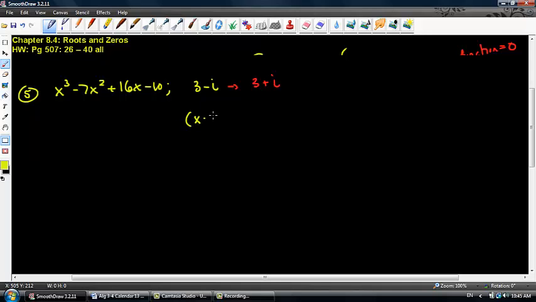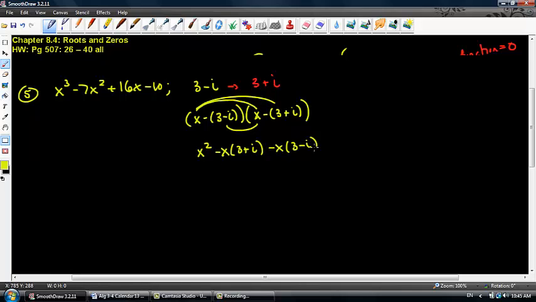So it's x minus the quantity 3 minus i times x minus the quantity 3 plus i. Now I'm going to go ahead and FOIL this out. This is x squared minus x times (3 plus i) minus x times (3 minus i) plus (3 minus i) times (3 plus i). Now remember, this whole time I'm just trying to create a polynomial that can be divided back into the original function. And I'm doing that because I'm trying to find the rest of the zeros of the function.